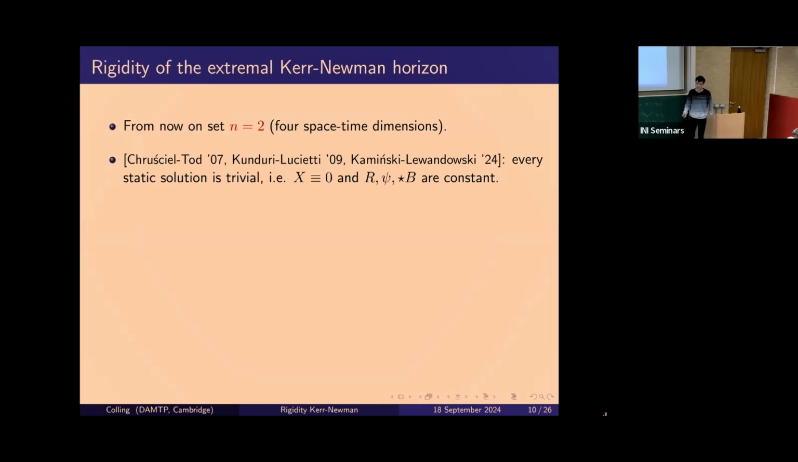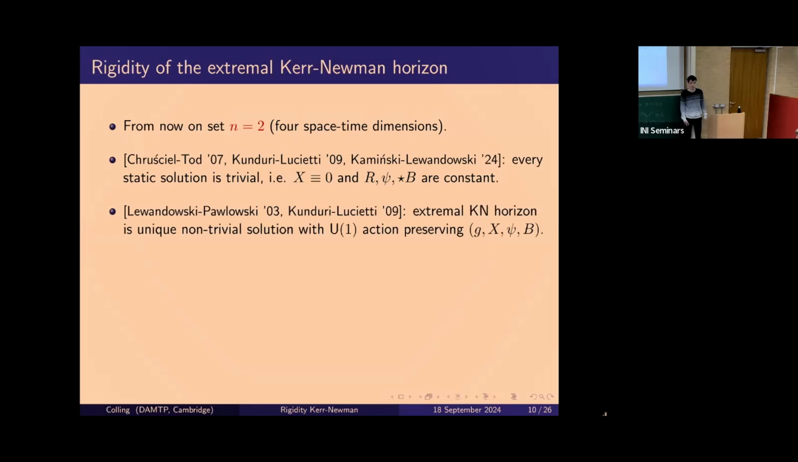Similarly, if you simply assume axisymmetry, again you will get some ODEs, and it was known already, again first proven in vacuum and then extended to a cosmological constant, that the only non-trivial thing you can have is the extremal Kerr-Newman horizon. So just like in vacuum, the gap was: does every solution need to have a Killing vector?